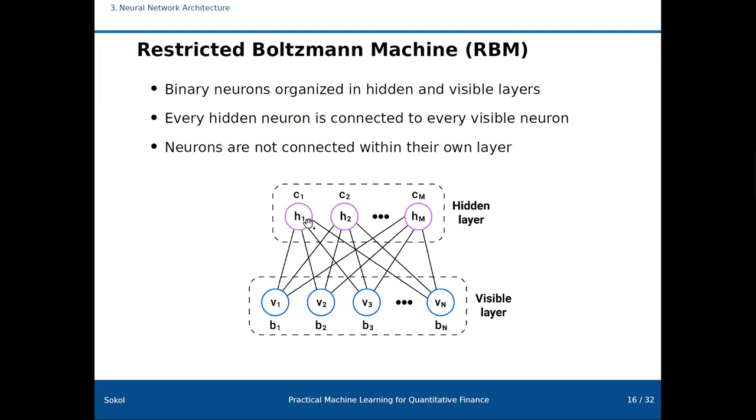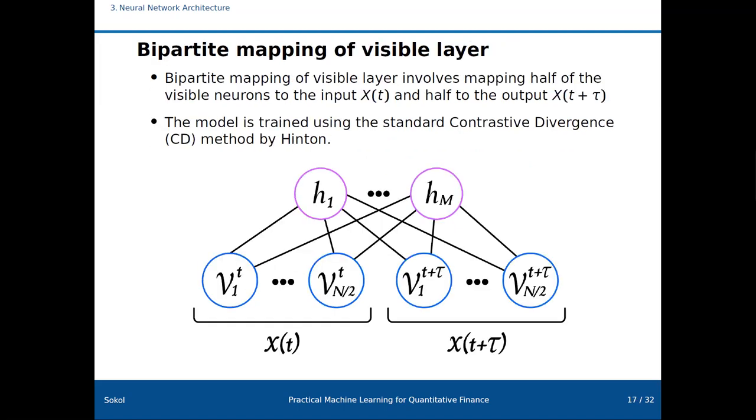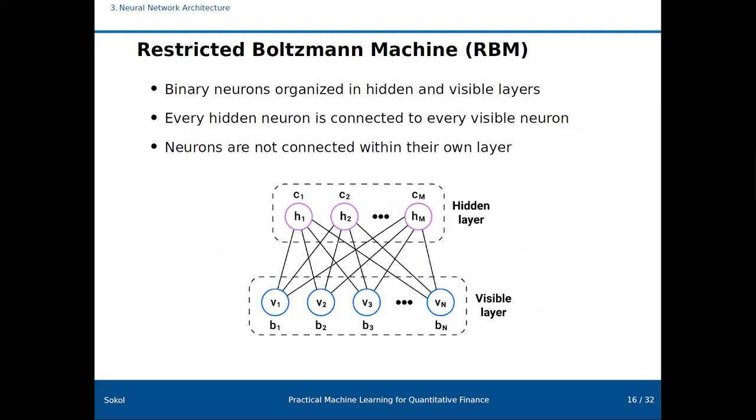Now, each hidden neuron is connected to every visible neuron and vice versa, but the name restricted means that neurons within a layer are not connected to each other. So in this neural network, neurons within each layer are not connected; however, they're connected between the two layers. And that's what makes it easy to train and makes it possible to use the algorithm called contrastive divergence, because otherwise the algorithm would simply not work and would be very slow.